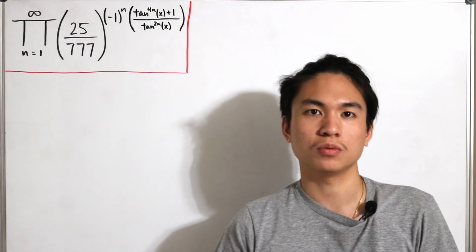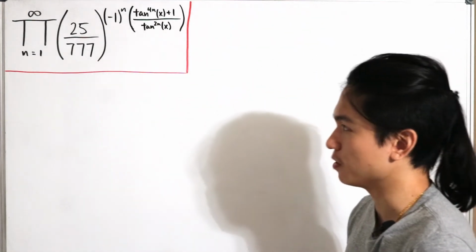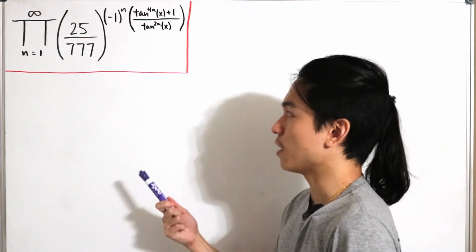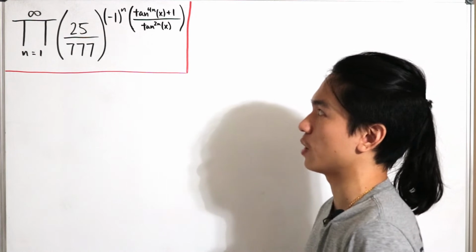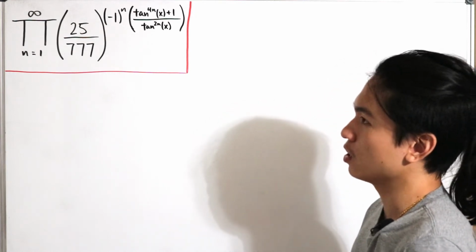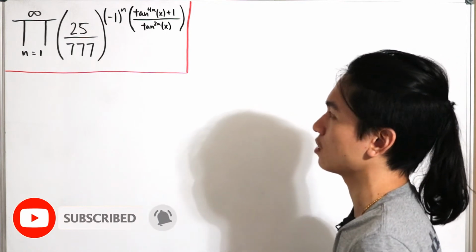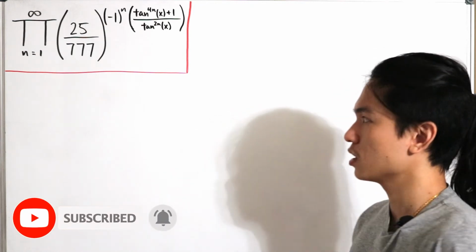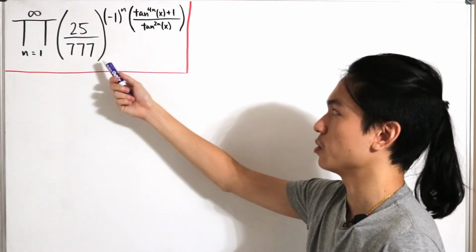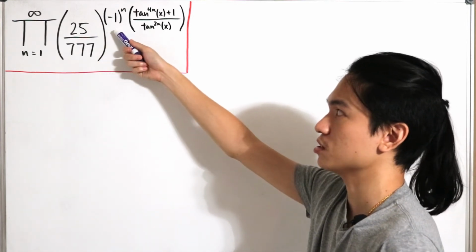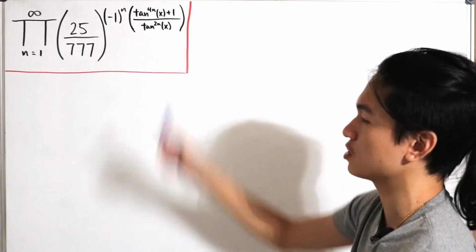Okay, so welcome back to another video. In today's video, we have the following infinite product series of 25 divided by 777 to the power of (-1)^n, then multiplied by tangent to the 4n of x plus 1, then divided by tangent to the 2n of x. So here we have a base with exponents, and you can tell that this is actually an alternating series, and we have some trigonometric functions in this expression as well.